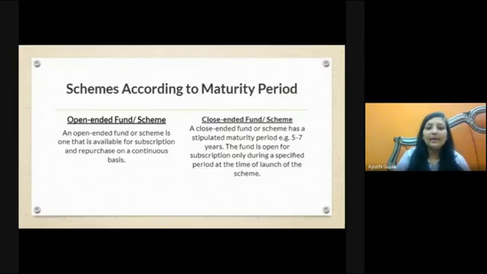The open-ended fund means that they are accepting money at any given point of time, and repurchase is on a continuous basis. Under the closed-ended scheme or fund, it is closed for a specified period of time, like 7 years, 5 years, 3 years, 2 years. So it is not like at any point of time we can do it. It's for a fixed period of time, while the open-ended is for a flexible period of time.